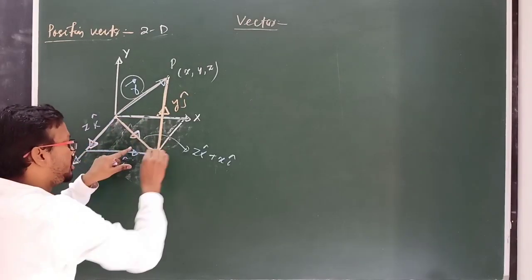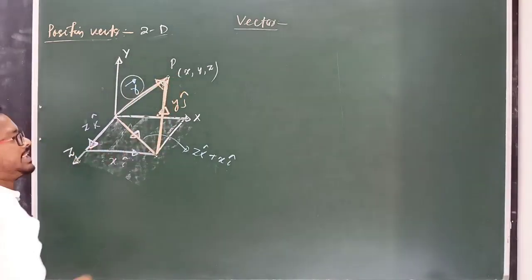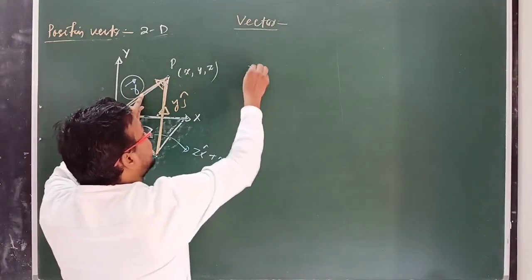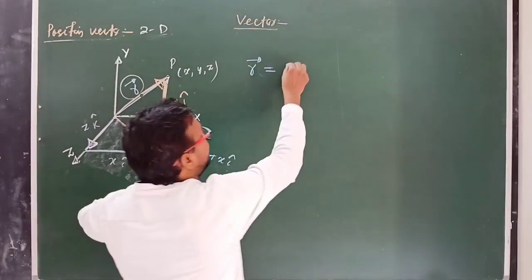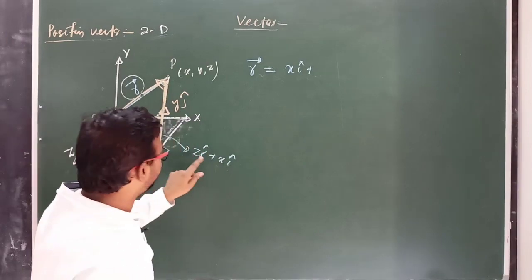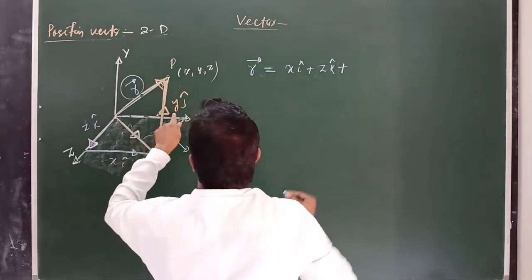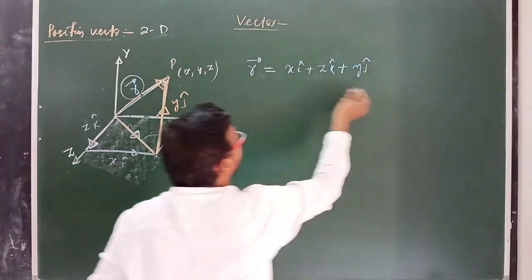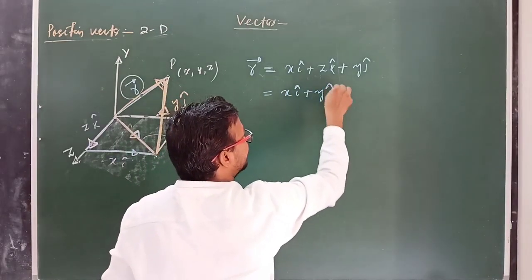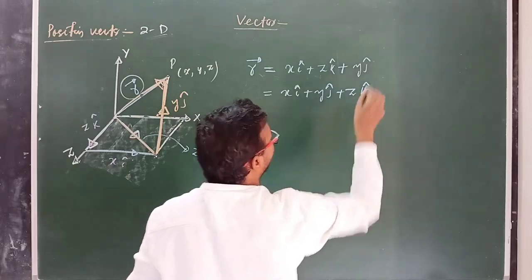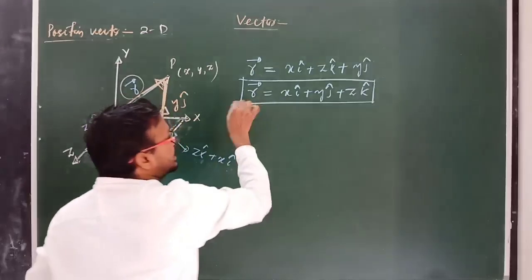This vector plus this vector gives the resultant vector, and this resultant vector is in opposite order. So you can write this r vector as x i cap, z k cap, and here z k cap plus, and along the y axis, y j cap. If you rearrange this term, then you can write x i cap plus y j cap plus z k cap. This is the resultant vector in the three-dimensional case.